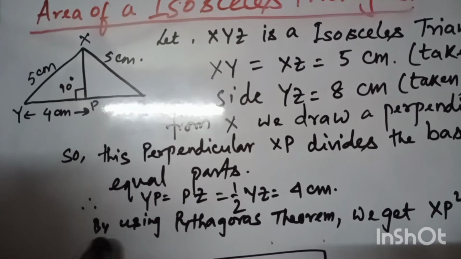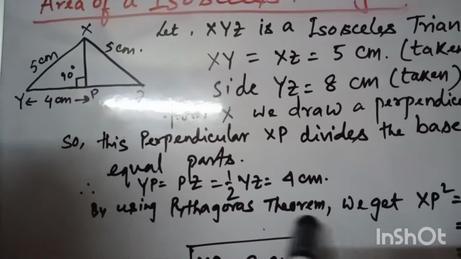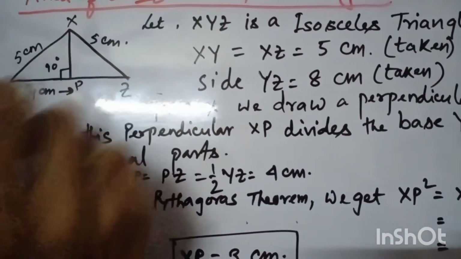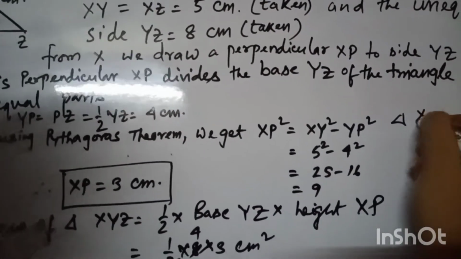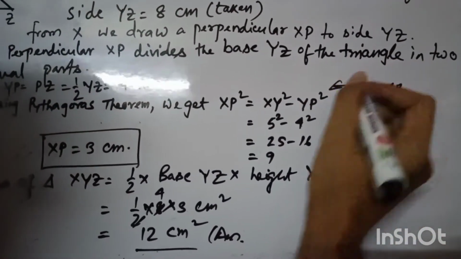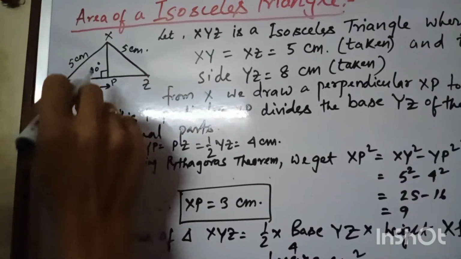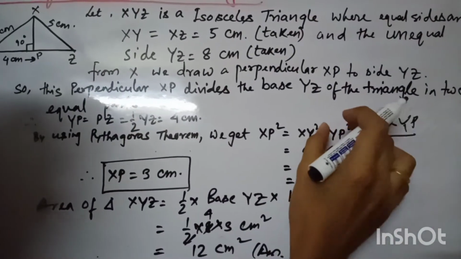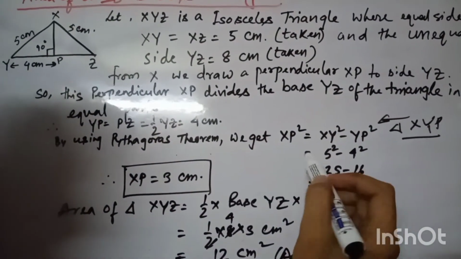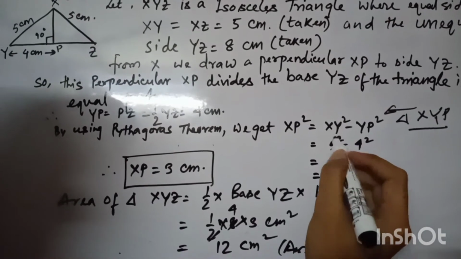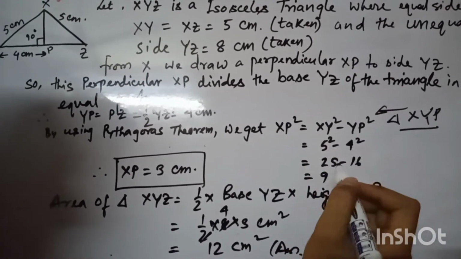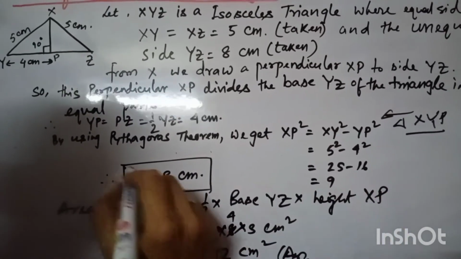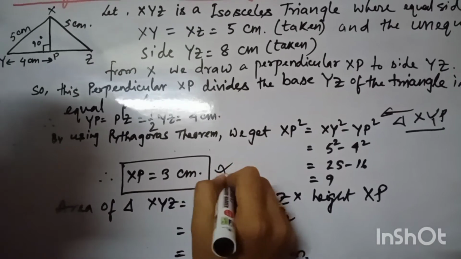Then by using the Pythagoras theorem, in the triangle XYP, XP square, that is perpendicular square, is equal to hypotenuse square minus base square. So it is equal to 5 square minus 4 square is equal to 25 minus 16, that is equal to 9. So XP is equal to root over 9, that is 3 centimeter.